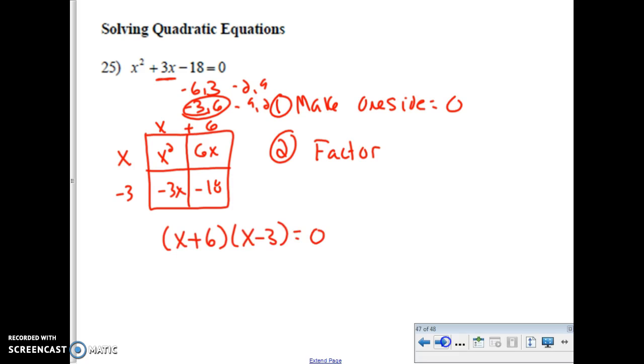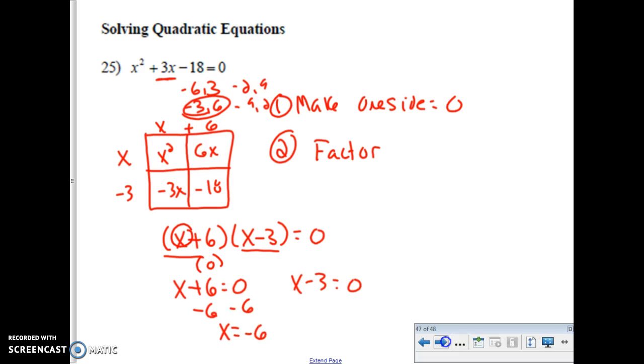So to solve this, I'm going to set each of these quantities equal to 0. I'm going to say x plus 6 equals 0, x minus 3 equals 0. The reason why I'm doing that is I'm trying to figure out what can I put in place of x that makes this quantity 0. So if I subtract 6, I get x to be negative 6. What can I put in place of x that makes this 0? So if I add 3 to both sides, I get x to be 3.